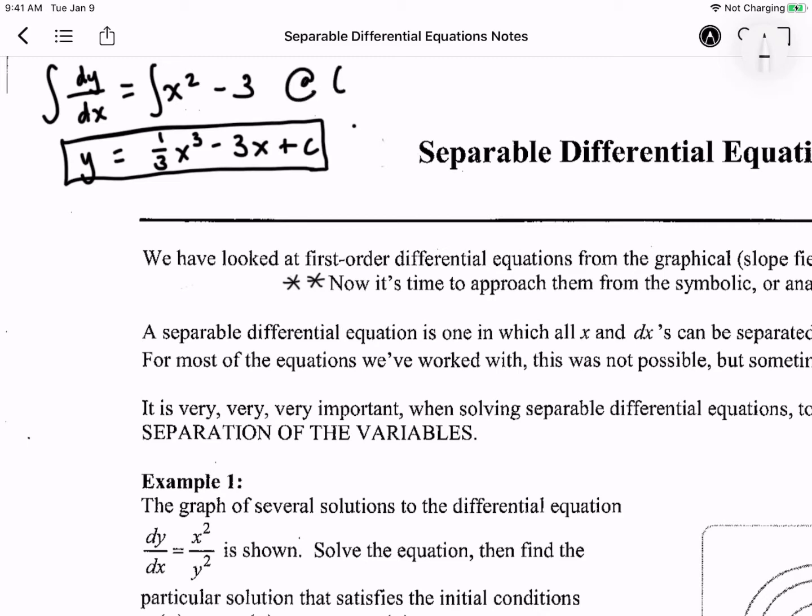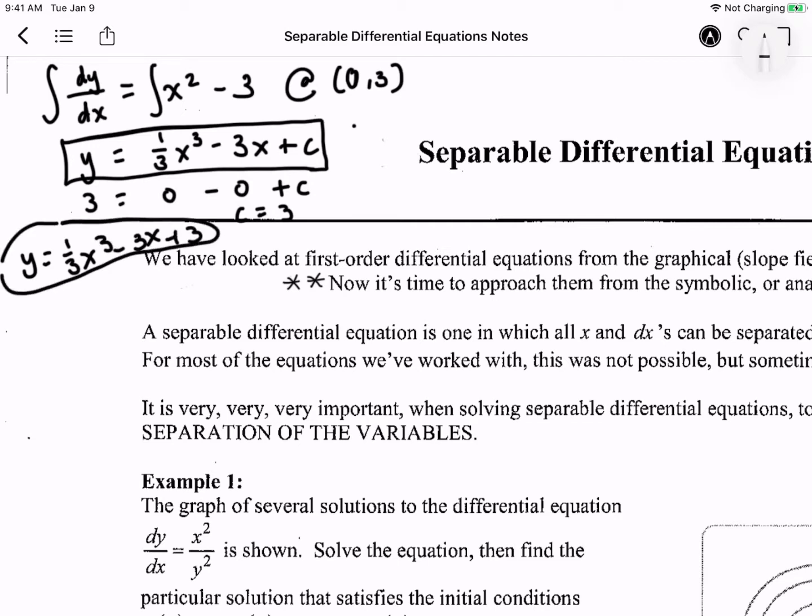And then if you had a particular point, let's make this easy for ourselves, (0, 3), then we could solve for c by plugging in the coordinate point and figuring out c equals 3. So then we know the particular solution would be this. I'm just writing this as an example to kind of remind you, yes, we do indeed know.